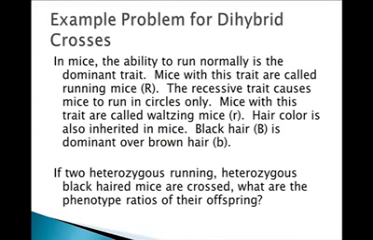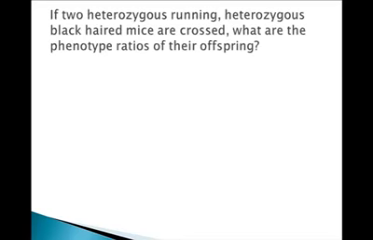The ability to run normally is a dominant trait. Mice with this trait are called running mice. The recessive trait causes them to run in circles only, and they're called waltzing mice. Hair color is also inherited in mice. Black is dominant over brown. If two heterozygous running, heterozygous black mice are crossed, what are the phenotype ratios of their offspring? Okay, so I've given you the letters, but let's go ahead and take a look at it.